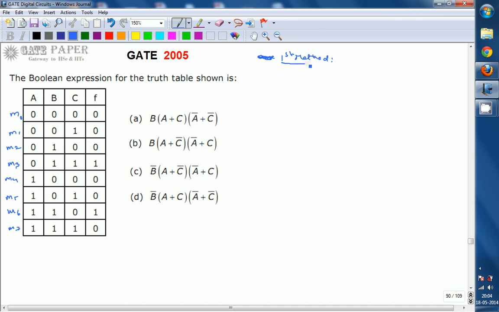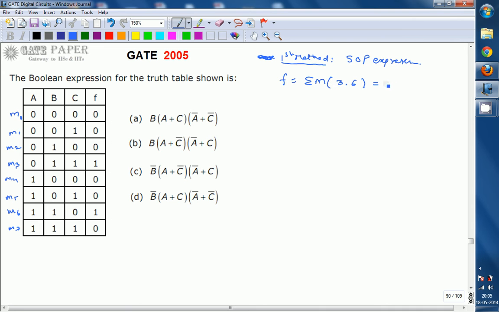The first method is the simple SOP expression. We can write F equals sigma m of the minterms which have logic 1 outputs, and these get ORed. That is the sum of products expression. Look at the F column. In this column it is 1 for M3 and 1 for M6. So F is sigma m of 3, 6, and F is a function of ABC.